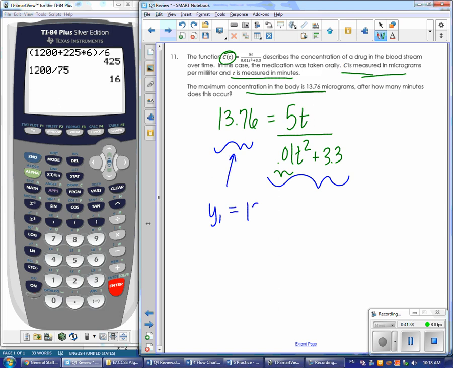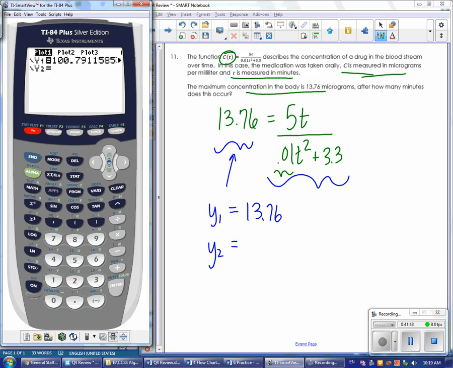So y1 I'm going to set equal to 13.76. And then the second equation, or the right-hand side, I'm going to create another equation. On the calculator, I'm going to go into y equals. If there's anything there, I'm going to clear it out.